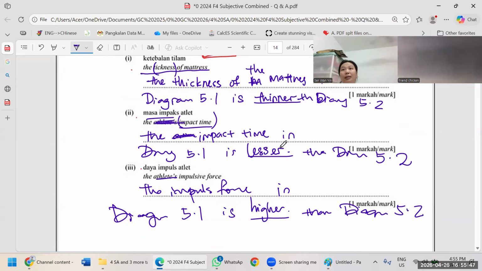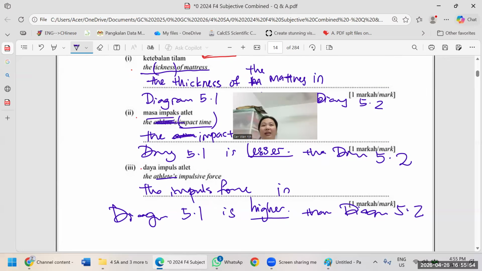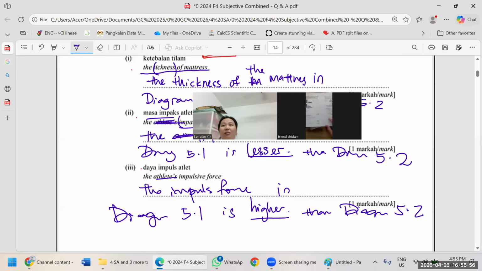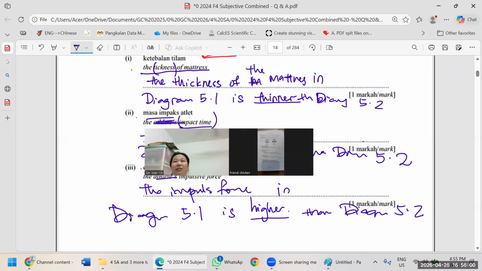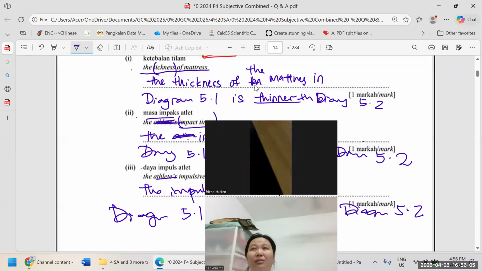My friend asked if can write like this. Why is my camera like that? Wait, I cannot see. Can write like this or not? Let me see.